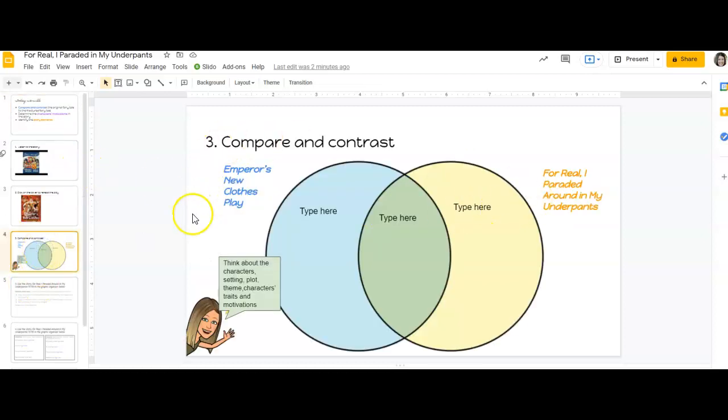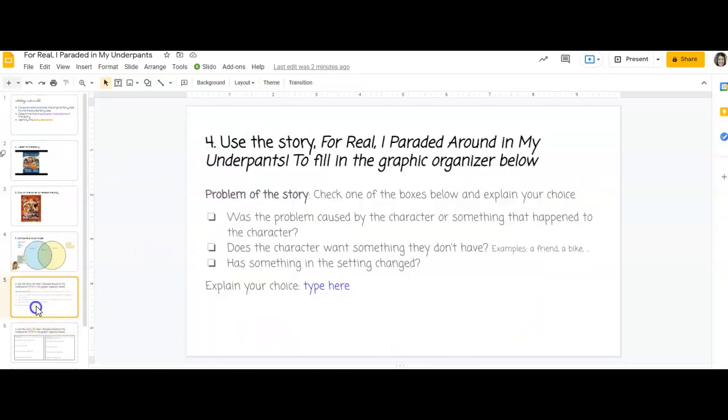So after you've finished comparing and contrasting the two stories, you're going to fill in the graphic organizer below. When you do that again, pretend you are the author. How would the author have brainstormed this story? What was the problem? Was the problem caused by a character or something that happened to the character? Does the character want something they don't have? Examples like a friend or a bike. Has something changed in the setting? Choose one of these choices and then explain your response below.